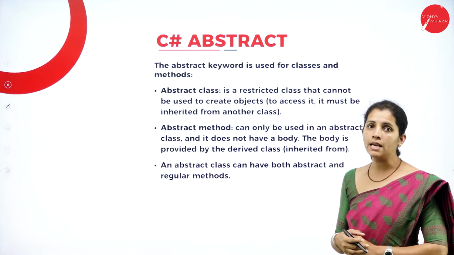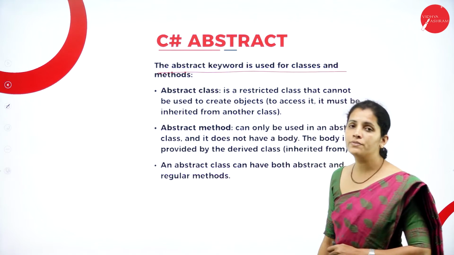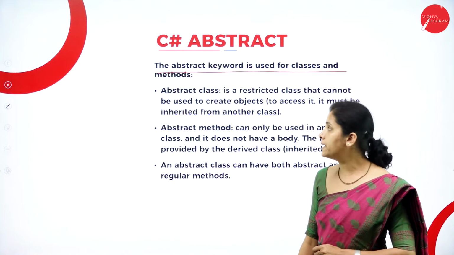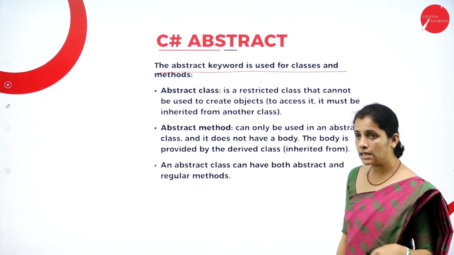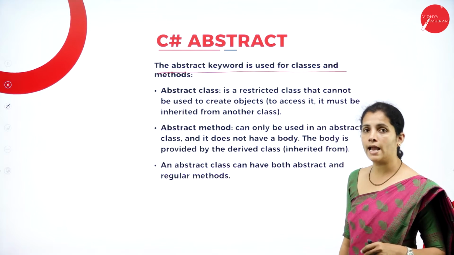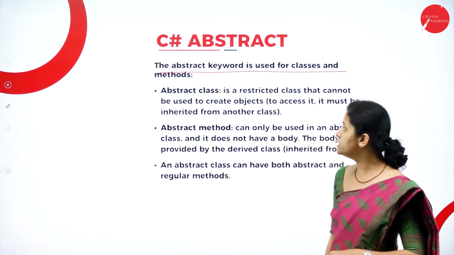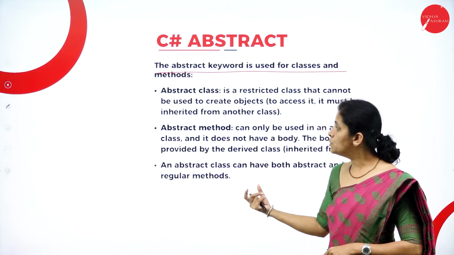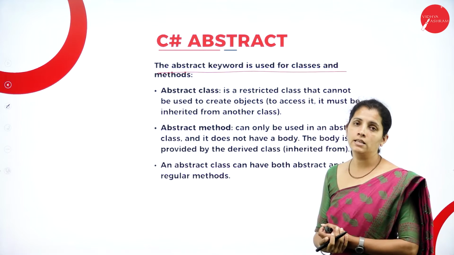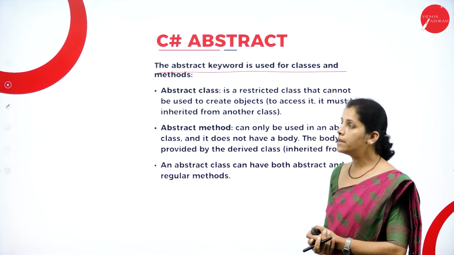So, what is C# abstract? The abstract keyword is used for classes and methods. That means I can have an abstract class as well as an abstract method. To create an abstract class, I'm going to use the keyword abstract, and to create an abstract method, once again I'm going to use the abstract keyword.